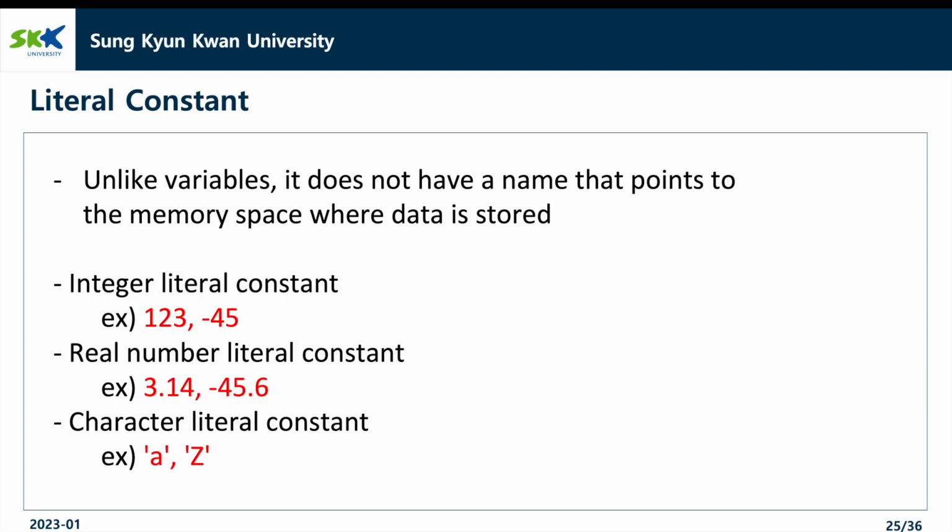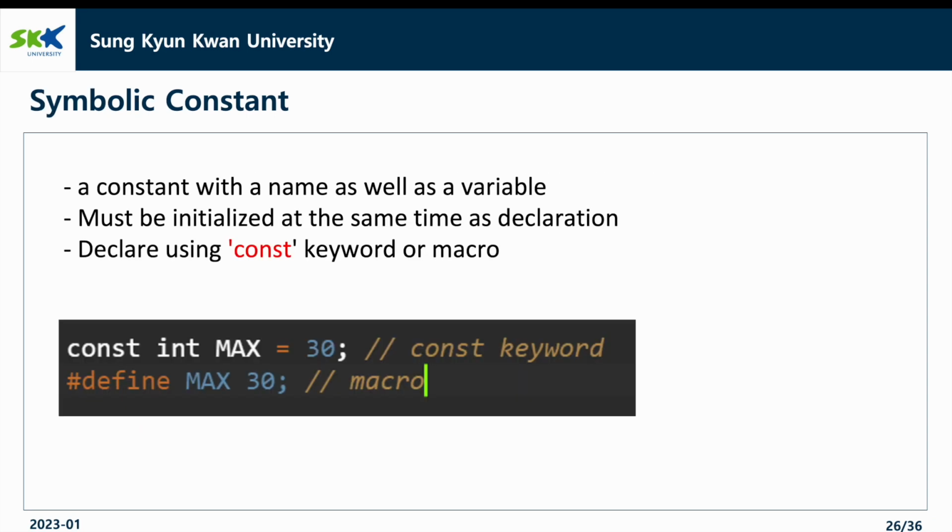A literal constant, unlike a variable, does not have a name that points to the memory space where data is stored. Literal constants can be categorized into integer literal constants, real literal constants, and character literal constants, depending on the type. Symbolic constants are constants with names, like a variable. These symbolic constants must be initialized at the same time as the declaration. Symbolic constants can be declared using the const keyword or using macros.